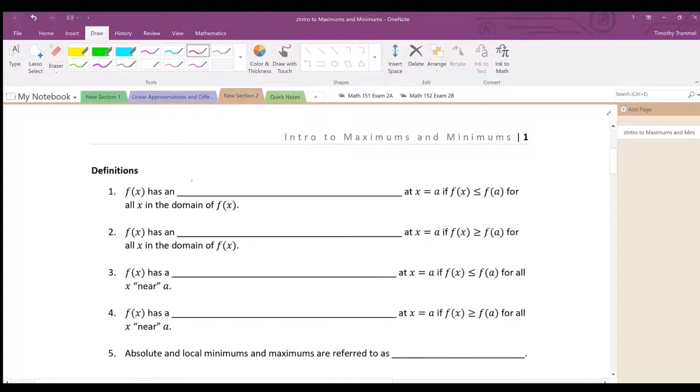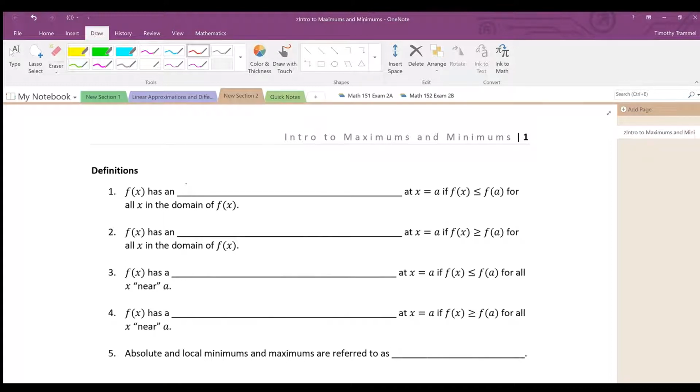Intro to maximums and minimums. And really, actually, today we're going to be focused on finding maximums and minimums on closed intervals. But we'll get more into that. We need to first get a few new definitions here.